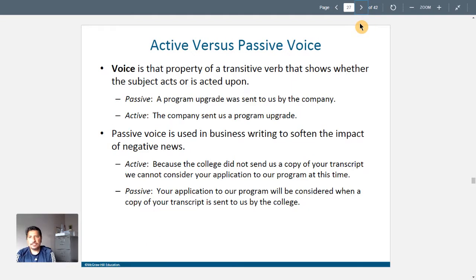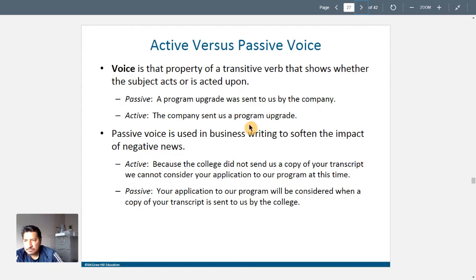Another thing to remember in writing: active versus passive voice. Now, what is a voice? Voice is that property of a transitive verb that shows whether the subject acts or is acted upon. Now, what is a passive? A program upgrade was sent to us by the company. Now, what is an active? The company sent us a program upgrade.